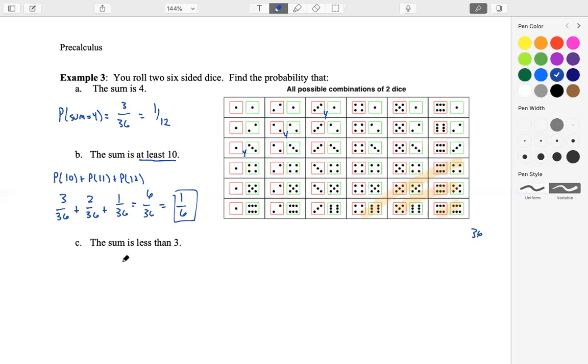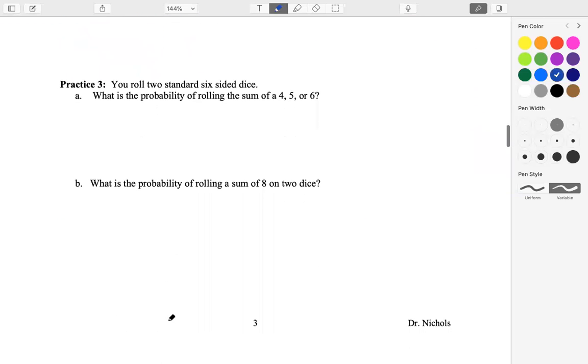All right, and then C, the sum is less than 3. Well, there's only one way to have a sum less than 3, and that's going to be 2. And there's only one 2, so that's 1 out of 36. All right, let's try practice 3. So why don't you answer A and B on Edpuzzle.